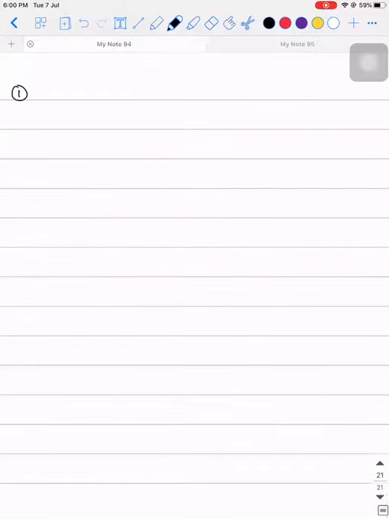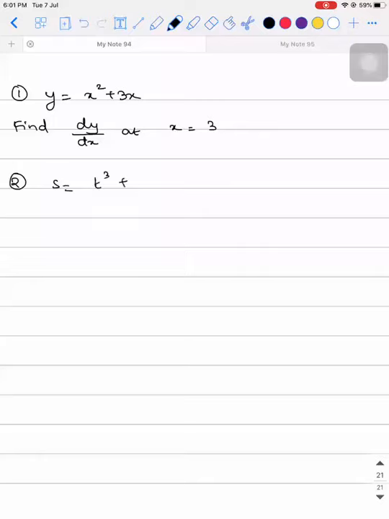First question. Differentiate the following. y is equal to x square plus 3x. Find dy by dx at x is equal to 3. What is the meaning of this? Find dy by dx at x is equal to 3 means what should I do? Differentiate y, and then substitute. Differentiate and then substitute. Don't substitute and then differentiate, you will get the wrong answer. Similarly, s is equal to t cube plus 3t square plus 2t plus 1. Find ds by dt at t is equal to 1 second.